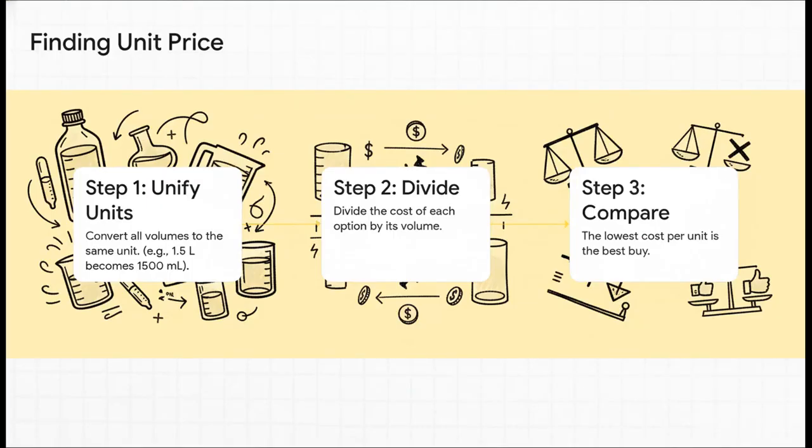So here's the game plan. It's really simple. Step 1, you have to get all the volumes into the same unit. So that 1.5 liters becomes 1,500 milliliters. Then, for each option, you just divide the cost by the amount.